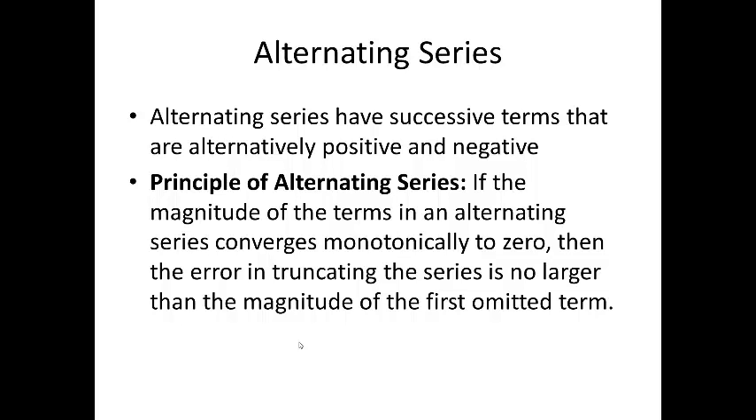We're going to express these ideas a bit more formally in the alternating series theorem, and we can use these principles to establish the convergence of a series and to estimate the error involved in any truncation for an alternating series. And again, it's the first omitted term that is going to be the key to this.